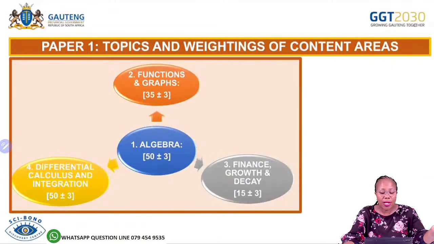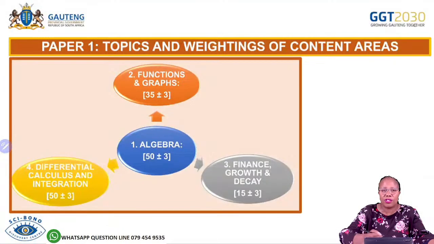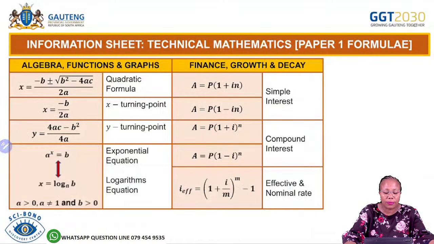Algebra weighs a lot, grade 12, that is 50 plus minus 3 on your paper 1. Second, we have functions and graphs, that is 35 plus minus 3. Finance, growth and decay is the lowest with 15 plus minus 3, followed by differential calculus and integration, which is worth a big mark, grade 12, plus minus 50. Those are the weightings for your paper 1.